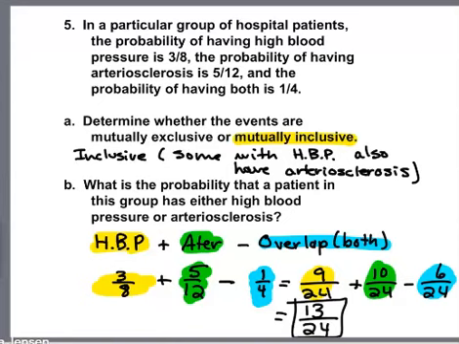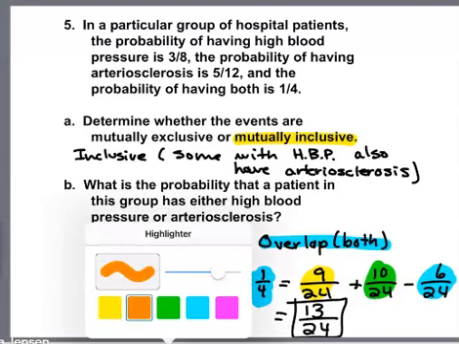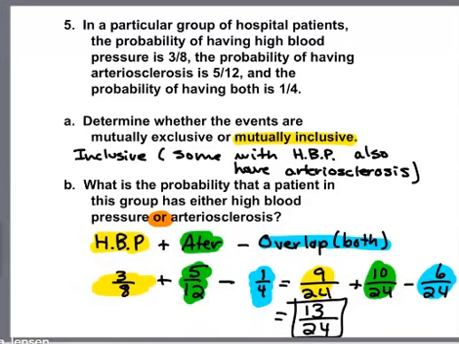So what's the probability that they will have high blood pressure or arteriosclerosis? So remember with OR problems, when we have OR problems, we're going to add. So that's why we're doing this adding here, adding or subtracting. We don't multiply. But because there is overlap, some people who have high blood pressure also have arteriosclerosis, we have to subtract that overlap. So that's the difference between inclusive and exclusive.